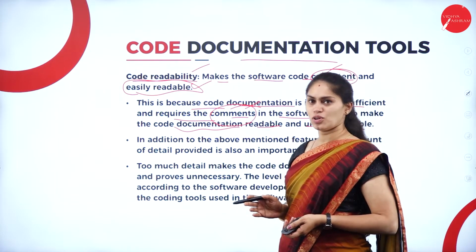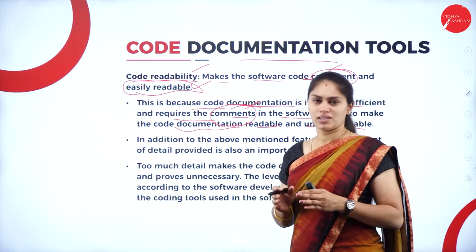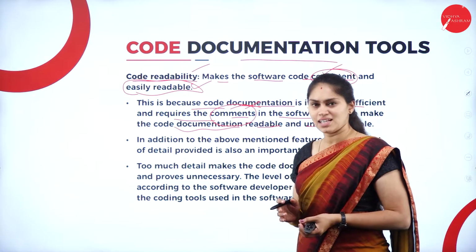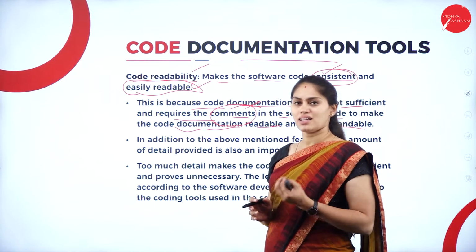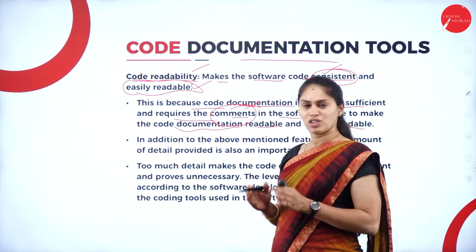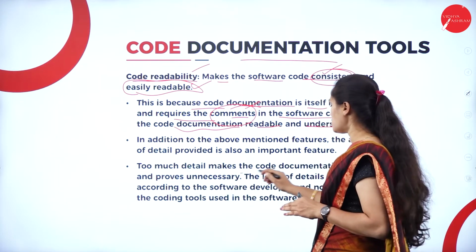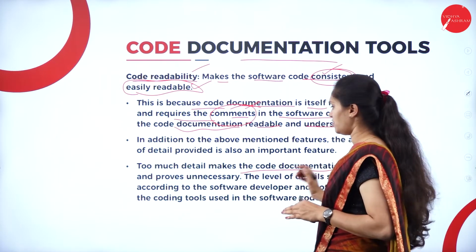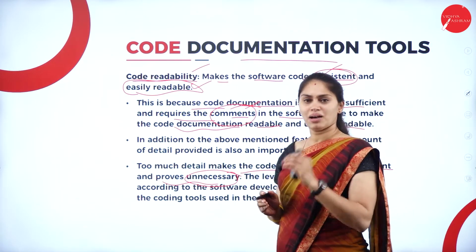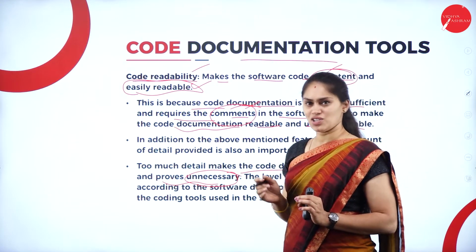So in order to make this code documentation more active, readable and understandable, it's necessary to include these comments. And also we are not supposed to dump all kinds of information into the code documentation tool. If we have too many details, they are seen as unnecessary things stuffed into a code documentation tool. Using too much detail makes the code documentation inefficient and also proves unnecessary. We should not dump all the content into code documentation tools or methodology without knowing anything.